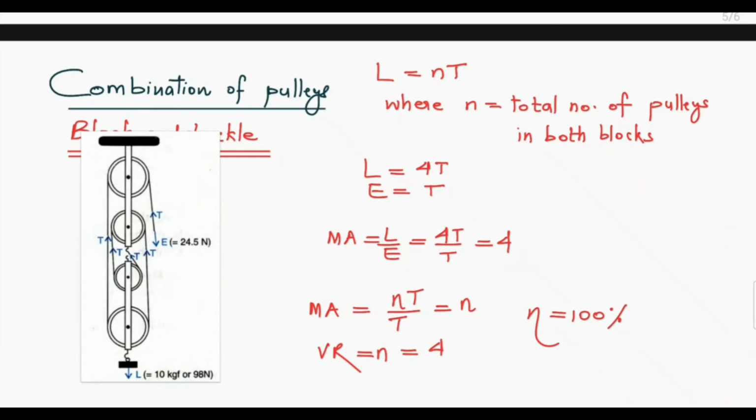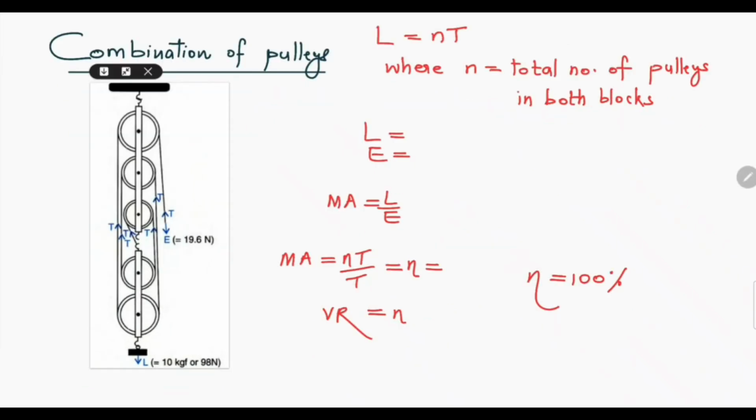But the most important part over here is N. In the previous case, N was the number of movable pulleys. Here N is the total number of pulleys in both the blocks. In this example, we have 5 pulleys. Have a look carefully. Total number of pulleys is 5. So L, which is equal to NT, I can write as 5T. Effort is a single T. So mechanical advantage is load upon effort, which is 5T upon T.